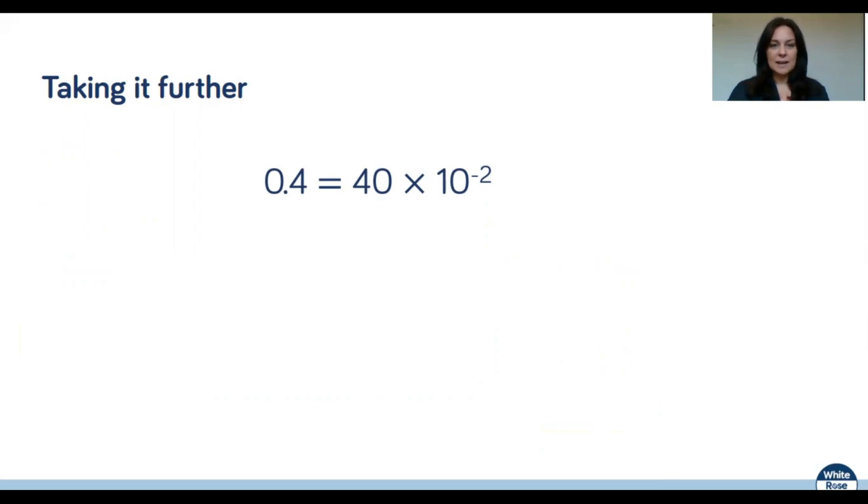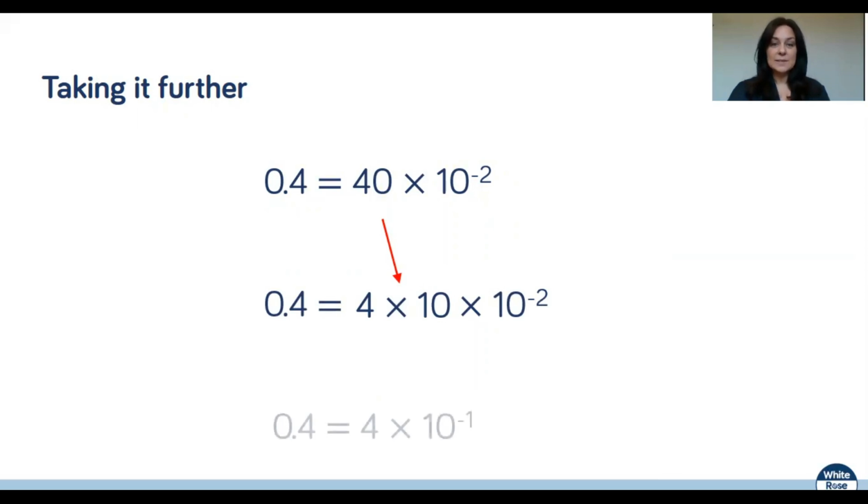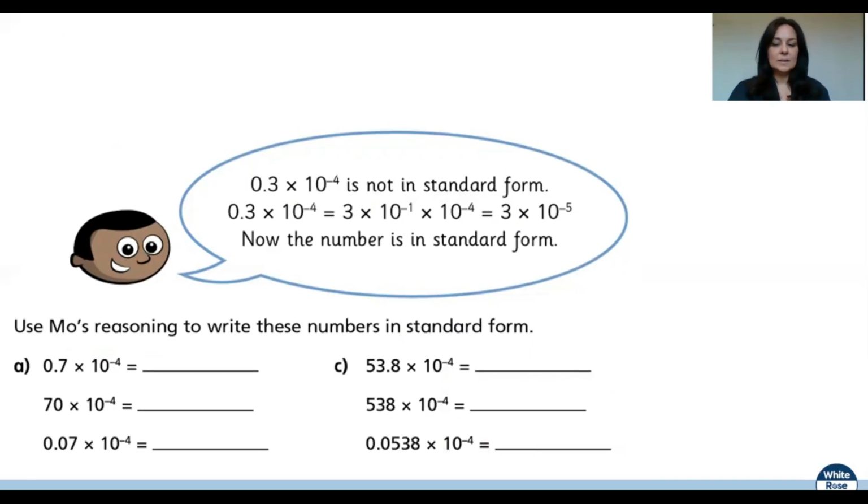Now let's split up that 40. We know that that's 4 multiplied by 10. So we can write 0.4 is 4 multiplied by 10 multiplied by 10 to the negative 2. Now, using our rules of indices, we can put them together and we have 0.4 is 4 times 10 to the negative 1. So yes, they were the same.